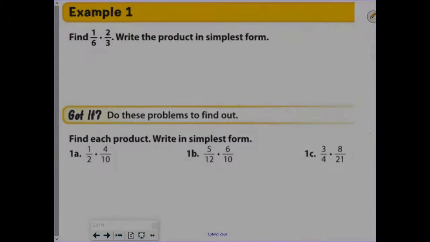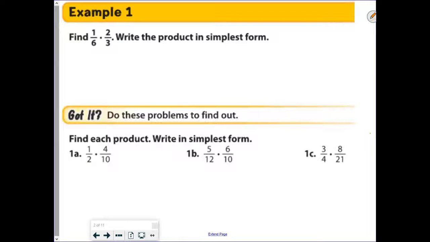Take a look at example number 1. It says find 1/6 times 2/3. Write the product in simplest form. So to find 1/6 times 2/3, I just need to multiply straight across the top and straight across the bottom. So 1 times 2 equals 2, and 6 times 3 equals 18. Because 2 over 18 is not in its simplest form, I'm going to divide both the 2 and the 18 by 2. And that's going to simplify that fraction down to 1/9.